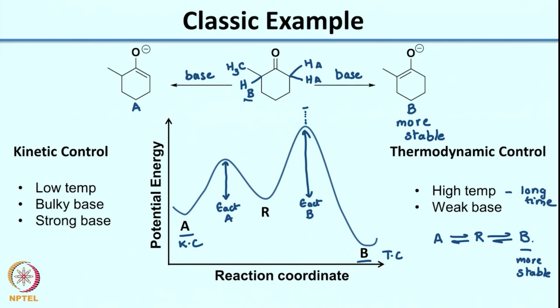Now, with a weak base, the process is so slow that you have a situation like this where A goes to R and all this is in equilibrium. So, when you have the system in equilibrium, letting it go for a long amount of time, it will end up forming the more stable product, which is B. So, remember, whenever you want thermodynamic control, you need a condition which would lead to equilibrium, where you end up forming the more stable product.